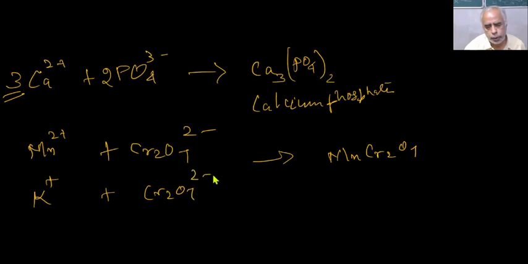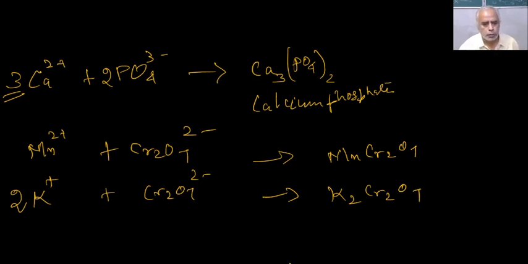If it is potassium, K plus, with Cr2O7 2 minus, now you can combine. So plus, this is minus, so multiply by 2. So 2 plus and 2 minus cancel. Now you can put K2Cr2O7, potassium dichromate. Okay, right.